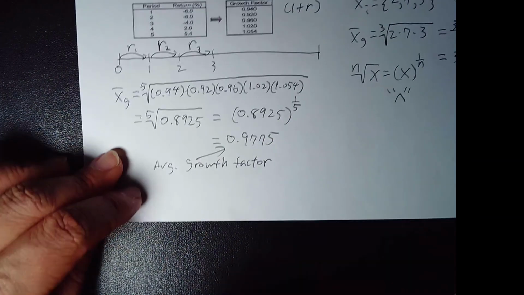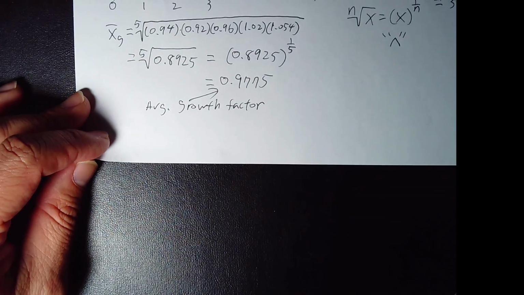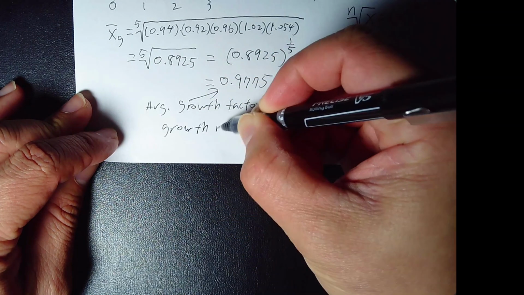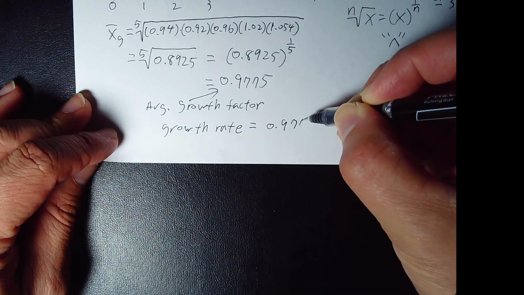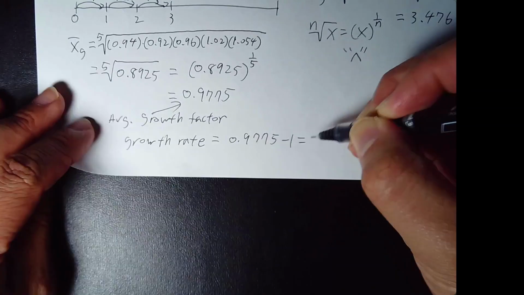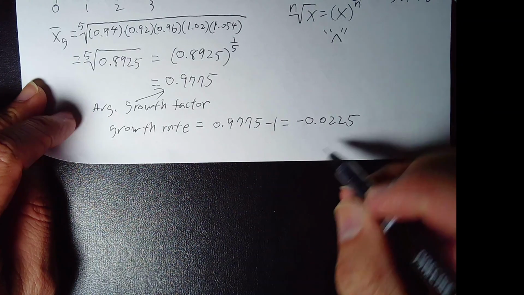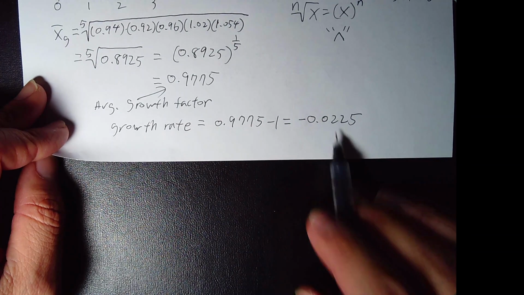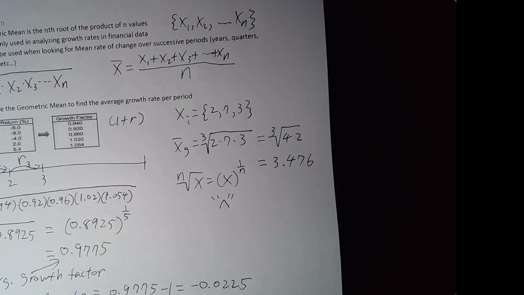Again, this step, I'm not even going to ask you this, just showing you this where it's used in finance. So to find the growth rate, we need to subtract 1. So it'll be 0.9775 minus 1, and that will give you negative 0.0225. What that means is, in this investment portfolio, on average, every period this individual is losing 2.25%. And that will be the end of handout 3.1.